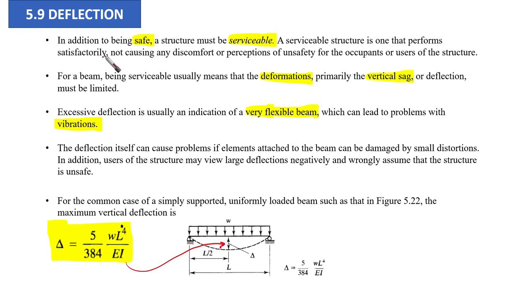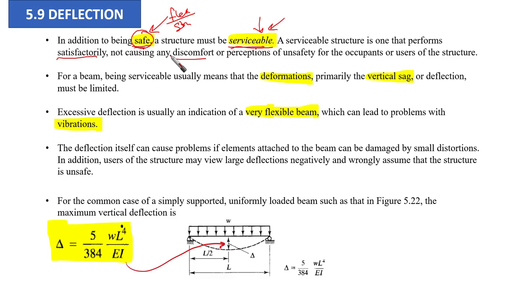Deflection. In addition to being safe, a structure must be serviceable. Okay, a serviceable structure is one that performs satisfactorily, not causing any discomfort or perceptions of unsafety for the occupants or users of the structure. So we have two main different limit states here: safety limit state and serviceability limit state. Safety is related to the flexural strength that we were talking about, and shear also, and so on. This is related to the safety of the element.